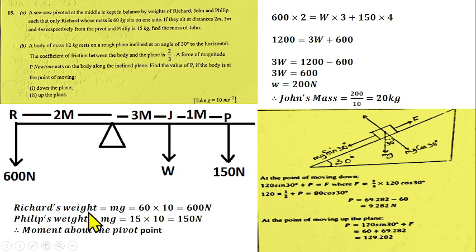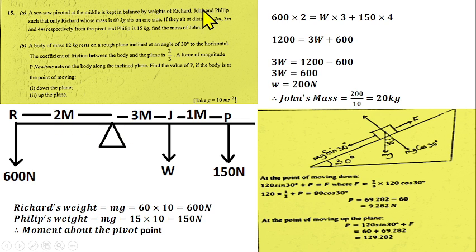So we know that weight is mass times gravity. If the mass of Richard is 60 times gravity, which is 10, then we have 600 Newton as the weight of Richard. And we are told that Richard sits on one side, then the remaining 2 people are on the other side. John sits, if they sit at distance 2 meter, that means the distance of Richard from the pivot is 2 meter, which is what we have here.